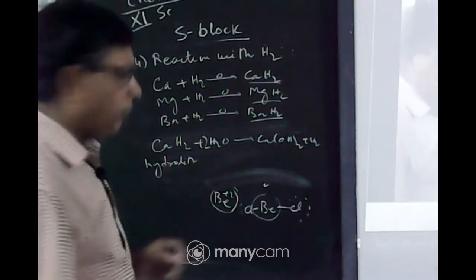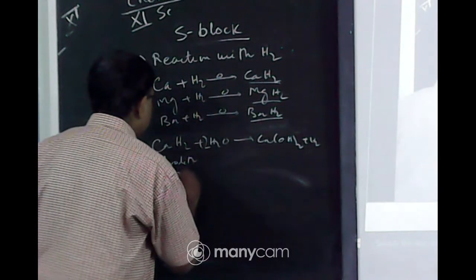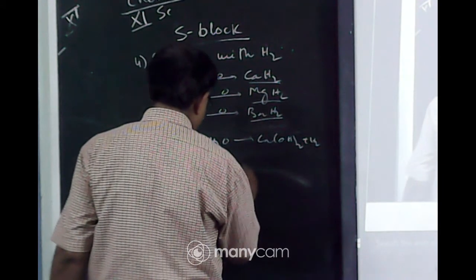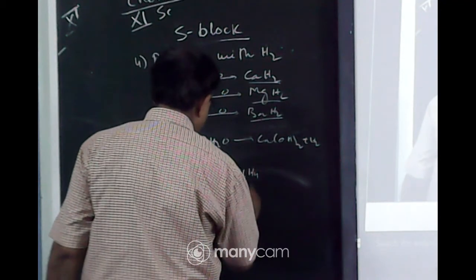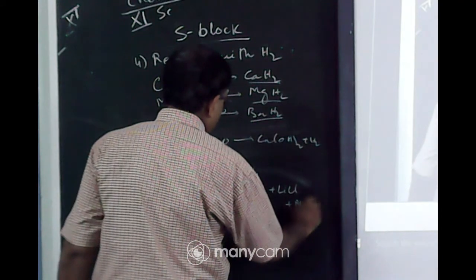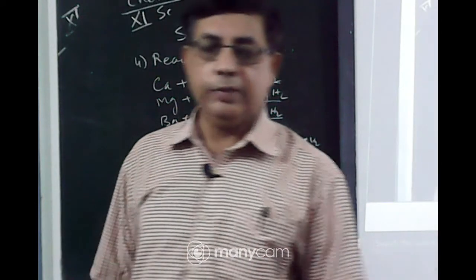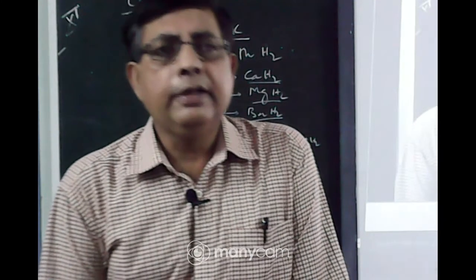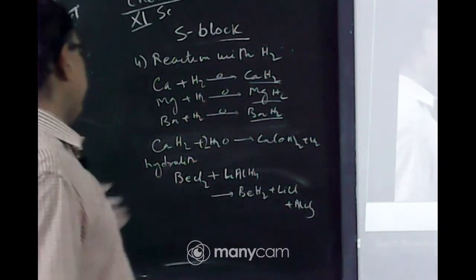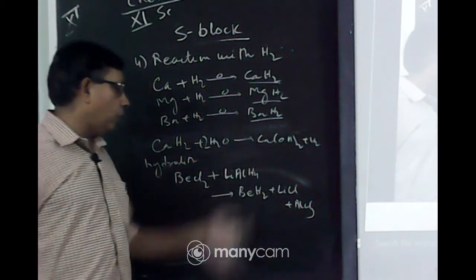Beryllium hydride cannot be prepared directly. It can be prepared indirectly by the reduction of beryllium chloride. Beryllium chloride, when reduced by lithium aluminum hydride, forms beryllium hydride plus lithium chloride plus aluminum chloride. So, beryllium hydride cannot be prepared directly by heating beryllium with hydrogen. Lithium aluminum hydride is a strong reducing agent, and it reduces beryllium chloride to beryllium hydride.